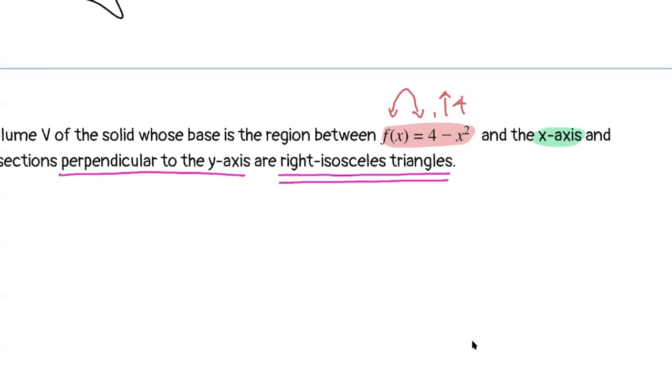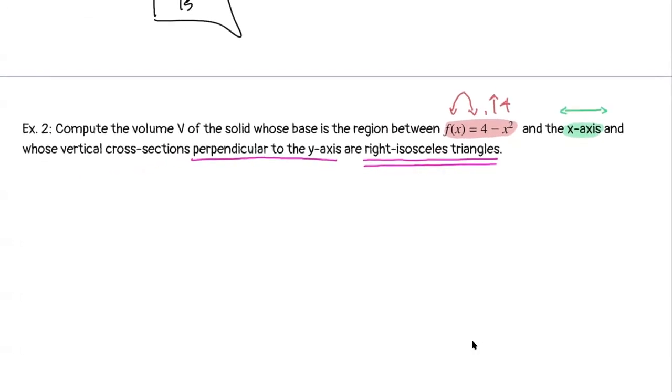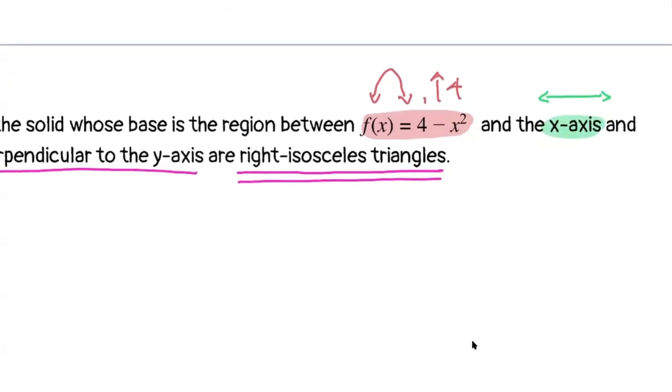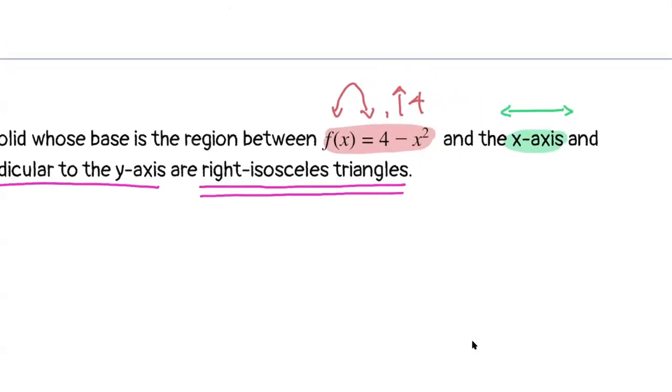Good. g of x is equal to 0. And we could even say this is just going to be a horizontal line right on the x-axis. Good, good, good. All right, last little bit of pre-thinking here. I'm wondering if you can tell me an area formula that we might need for the right isosceles triangle. Good. 1/2 base times height.